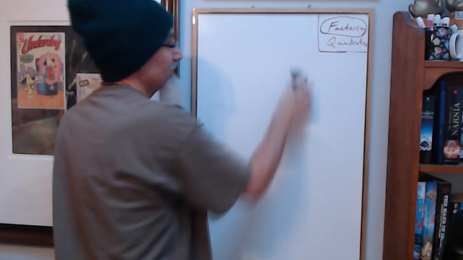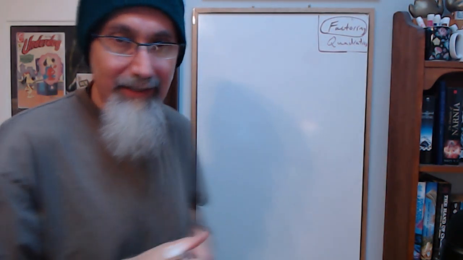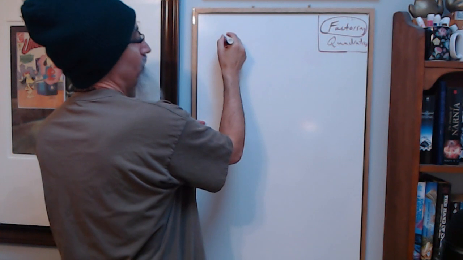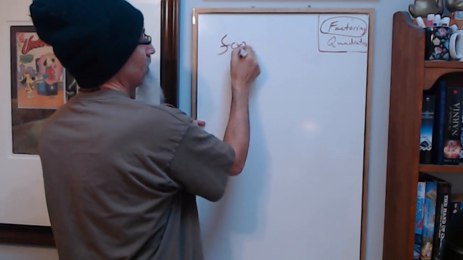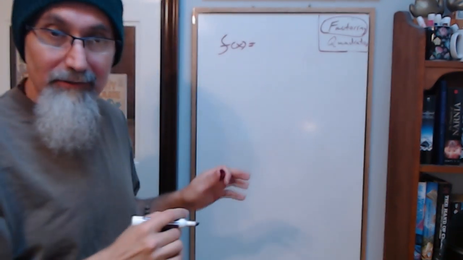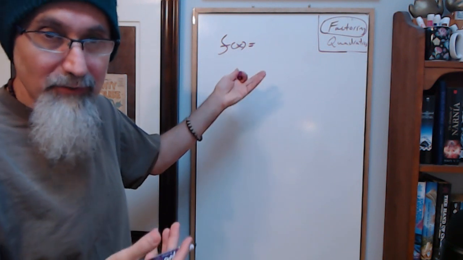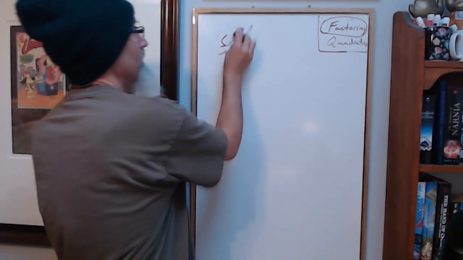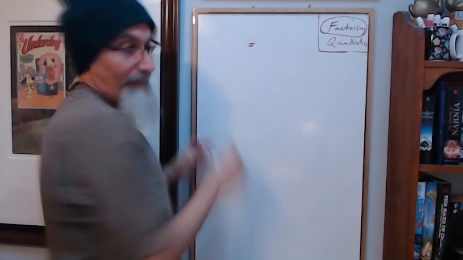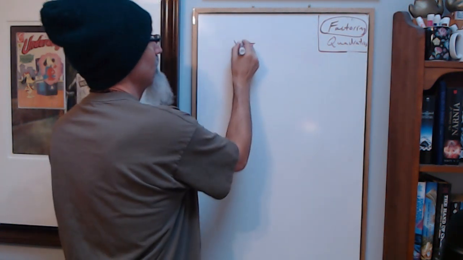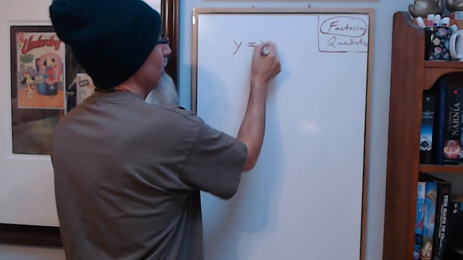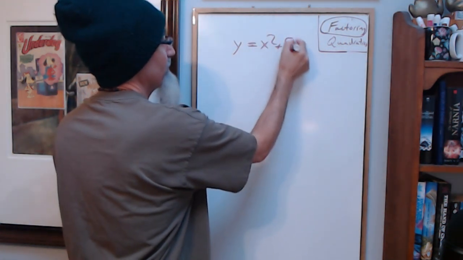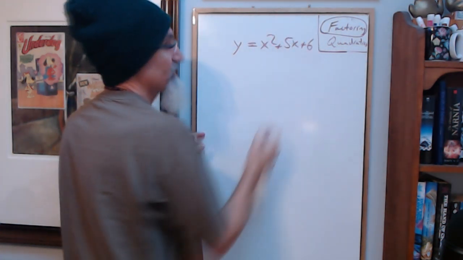So take a look at this. Let's take this quadratic. I'm going to use f of x. If this is freaking people out, think of this as y, because that's all it is, right? So if you want, we can just write it as y. Y is equal to x squared plus 5x plus 6.